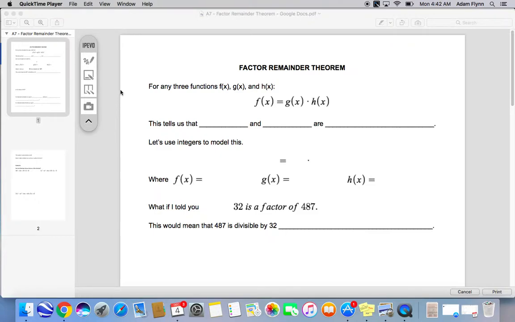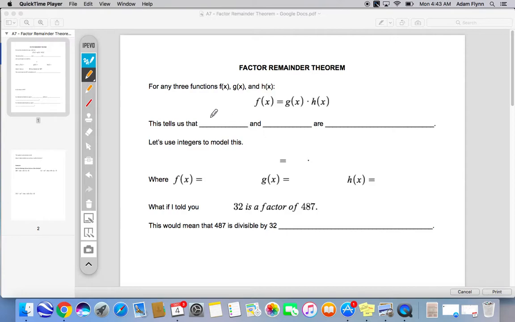Welcome to A7, the last part of the level 4, the factor remainder theorem. Okay, so let's say we have three functions, f of x, g of x, and h of x. So the factor remainder theorem typically tells us that f of x equals g of x times h of x.